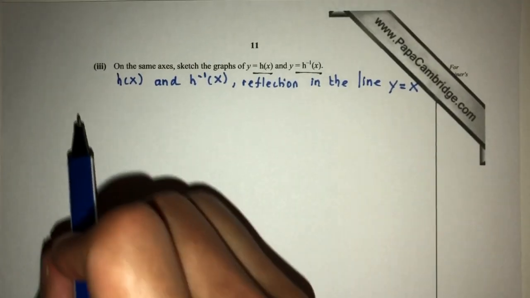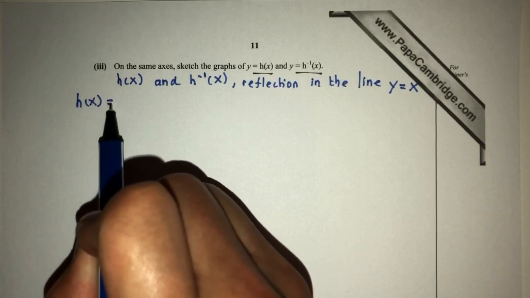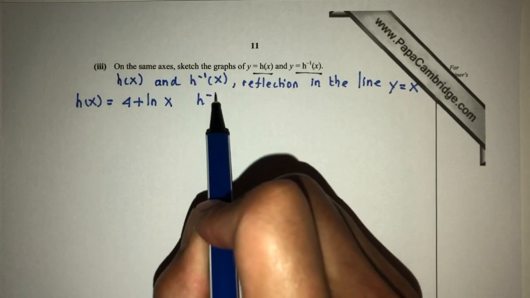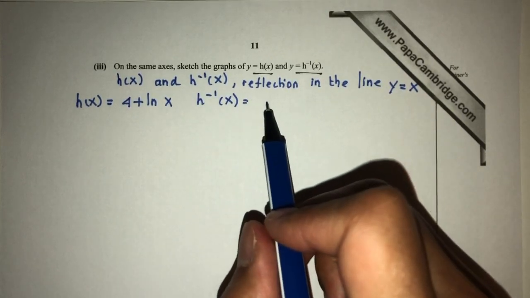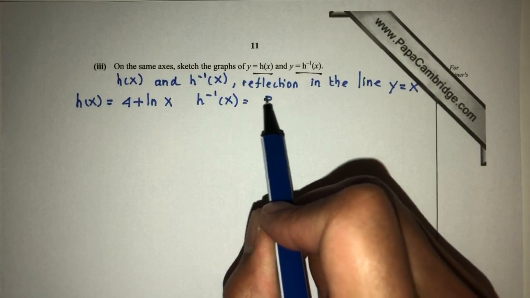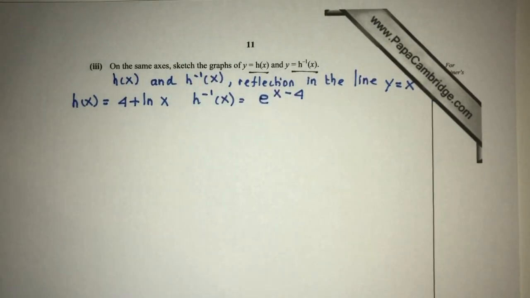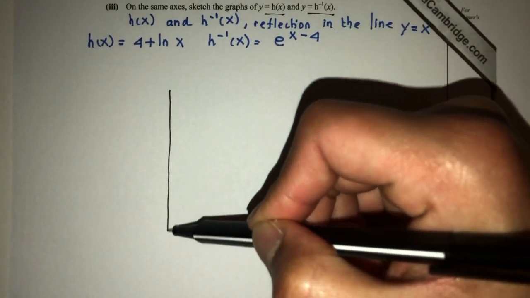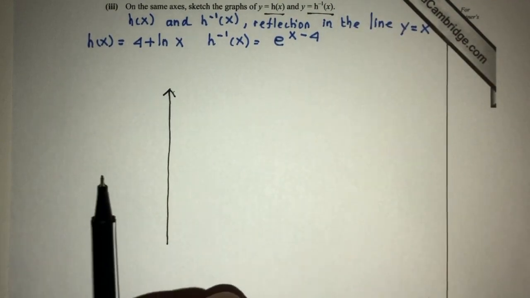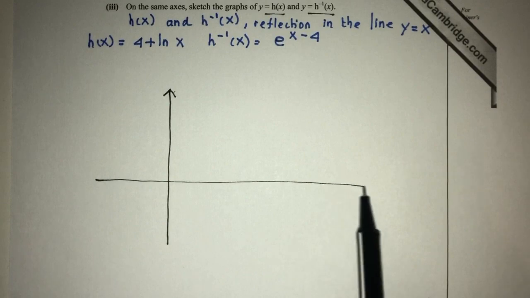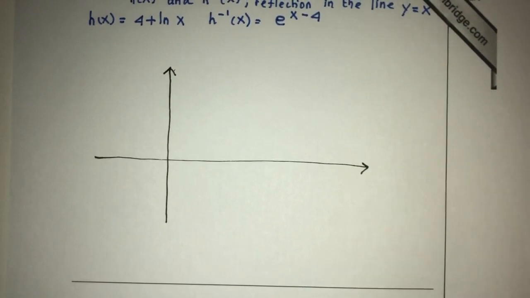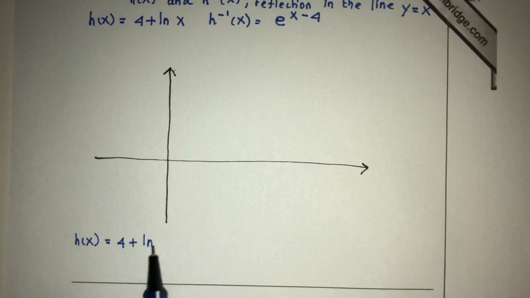So again, as you can see, h of x has been given to you by this formula, which is 4 plus ln of x, and h inverse of x is given to you by exponential x minus 4, right? Now you have to begin by drawing the y-axis and the x-axis. Now let's try to find a few values that we can use. For example, let's begin with h of x equal to 4 plus ln of x.